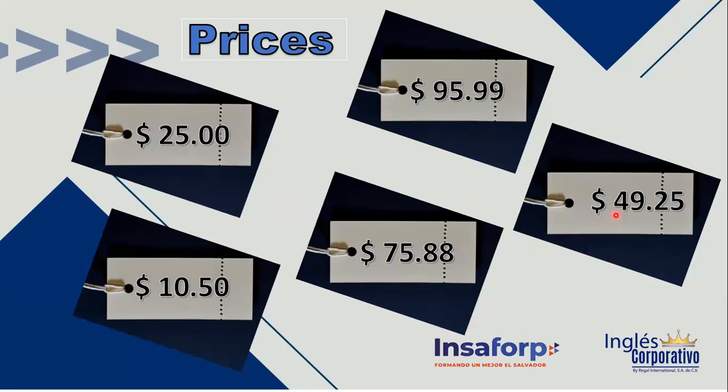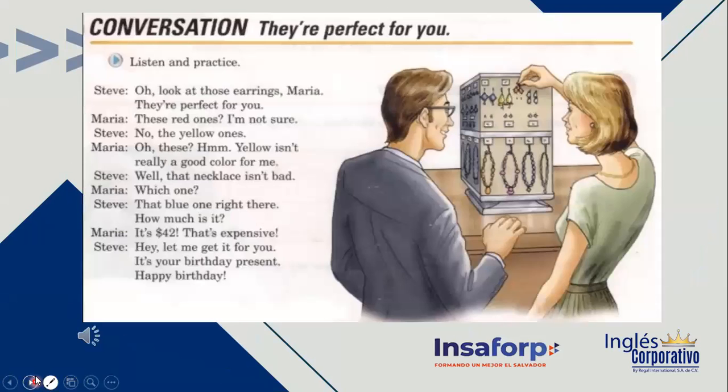Okay, and then we have $49.25. They say a mixer. An iron. So you can buy a lot of things, right? Or the food for a week, $49.